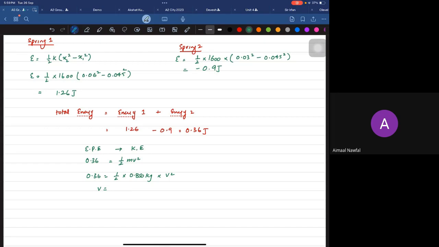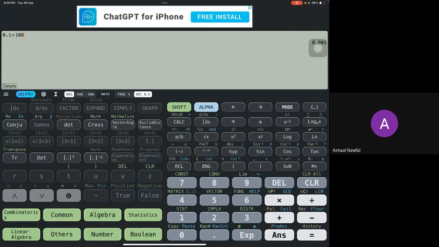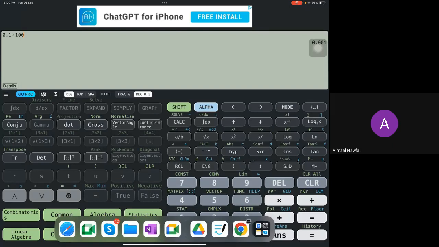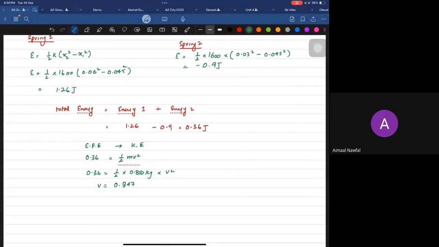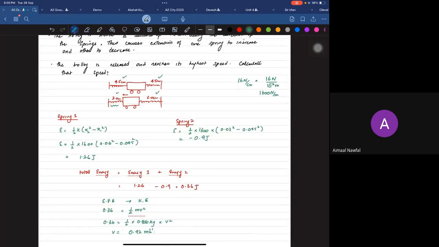When it reaches maximum speed, actually. 0.847. Are you sure about that? I forgot to square root it. 0.920. 0.92 meters per second should be your answer. Please have a look at this question. Let me know if there's any confusion in this.